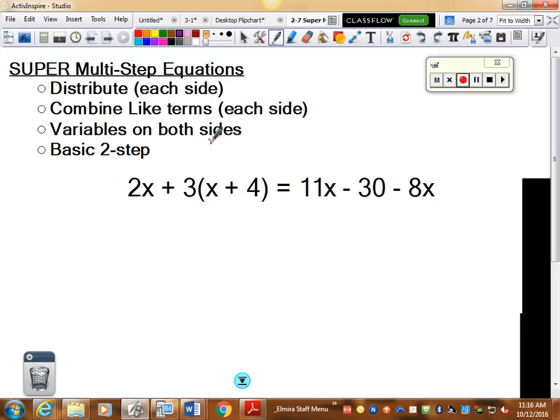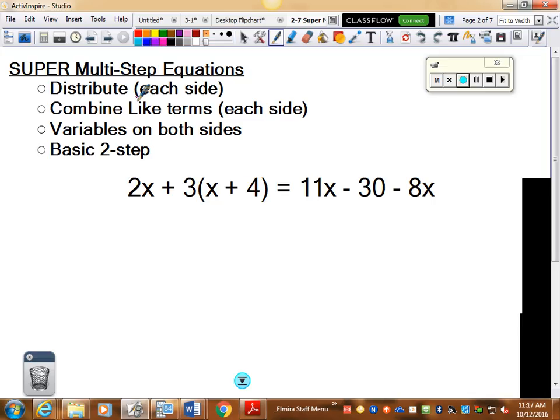Just like there's an order of operations with regular math problems, please excuse my dear Aunt Sally: parentheses, exponents, multiply, divide, add, subtract, there's an order to this as well. The first thing you look for is distributive property. Look for parentheses where you can multiply an outside number. Then you're going to look to see if there's any combining of like terms. At that point, you may have variables on both sides, and everything will simplify down to a basic two-step.